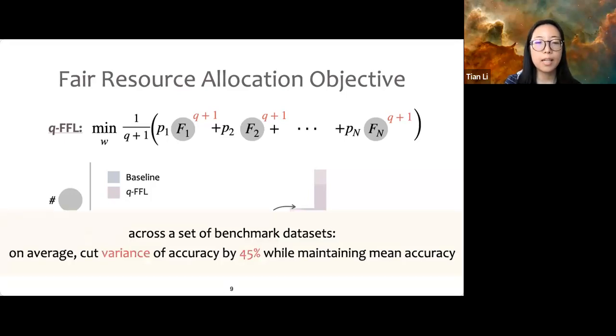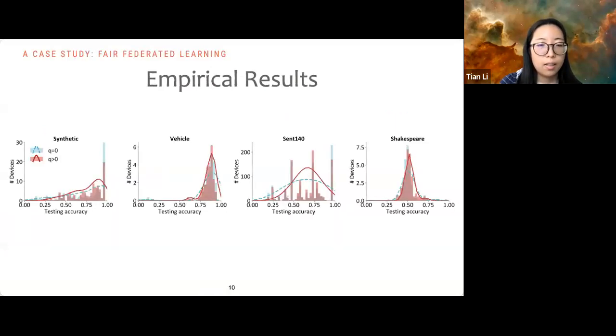We also created some benchmarking tools with natural partitions across clients to simulate federated environments. Across a set of benchmark datasets, we can observe almost half of the variance reduction in terms of the test accuracy across all the clients, while maintaining the same mean accuracy. And we also do this across all the other datasets, and those are the detailed results.